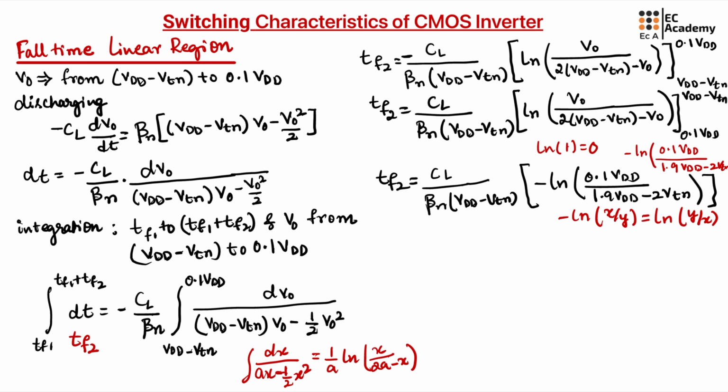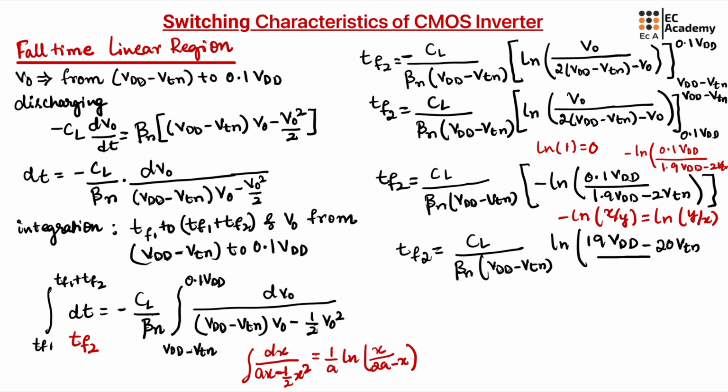Therefore we can write TF2 is equal to CL divided by beta n into (VDD minus VTN) into ln((19 VDD minus 20 VTN) divided by VDD). So here we have used this formula, inverted this term and multiplied by 10 to get this equation. Therefore we know total fall time will be equal to TF1 plus TF2.